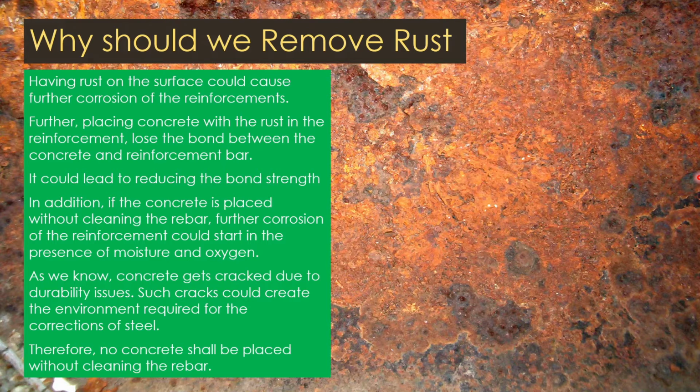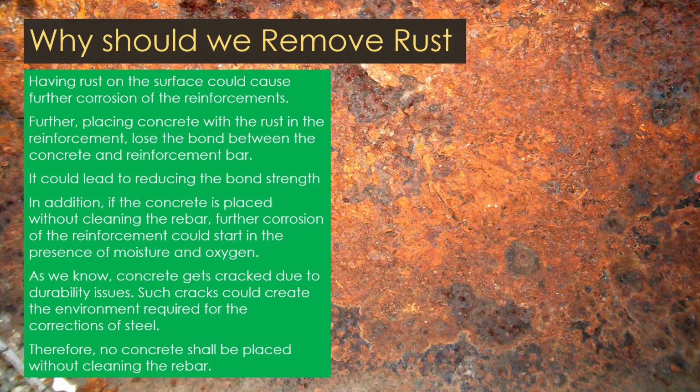Why should we remove rust? Having rust on the surface causes further corrosion of that particular metal. The continuous generation of rust helps the corrosion, because the rust covers the steel surface, but moisture and oxygen can go into that surface. It won't get dried as a normal clean surface would. Therefore, we have to remove the rust to control the corrosion.